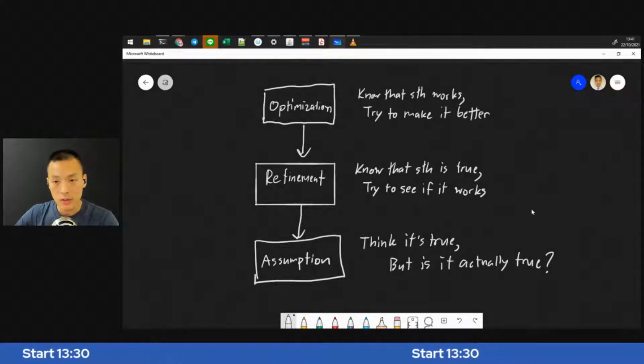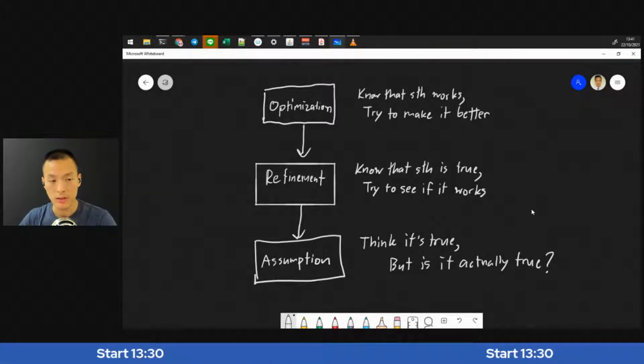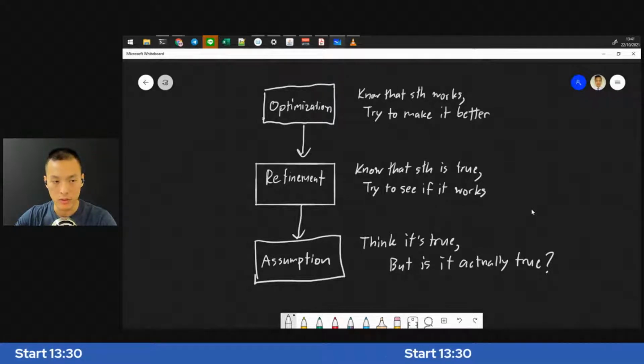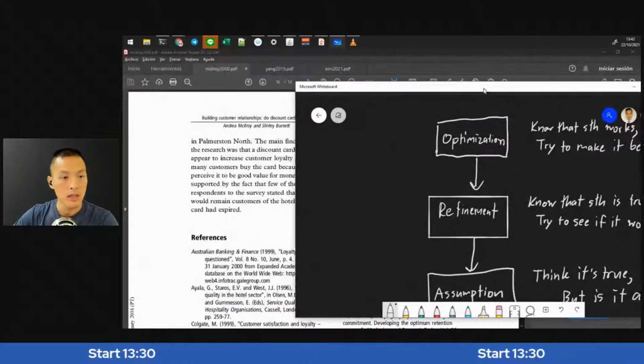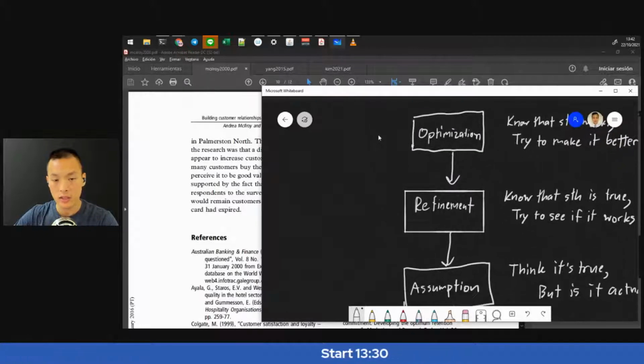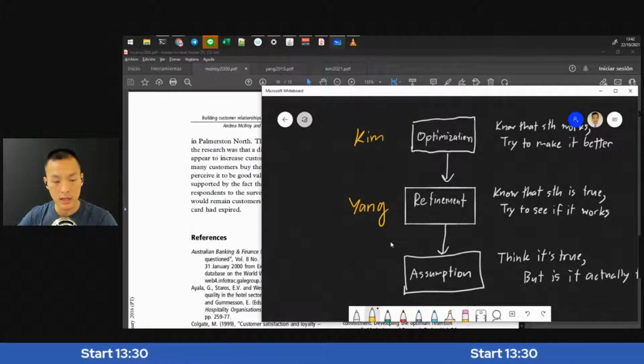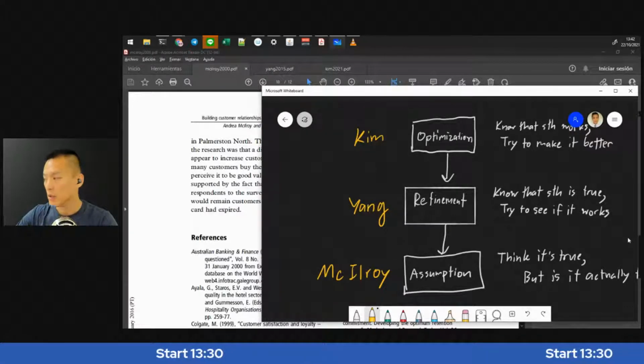All right, so today I'm going to give you three specific examples at different levels of research: optimization, refinement, and assumption. We're going to go from the top. The first example is the optimization level of doing research, the second example is refinement, and the last example is assumption. I'm going to refer to each piece of research by the last name of the first author. So the first paper is by Kim, the second paper is by Yang, and the last one is by McElroy. Okay, so Kim, Yang, McElroy.